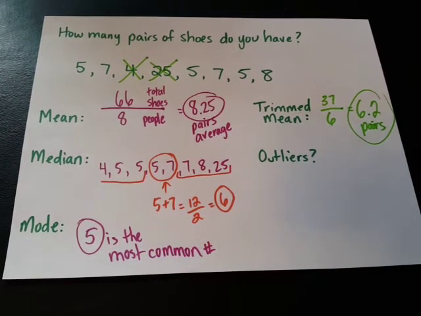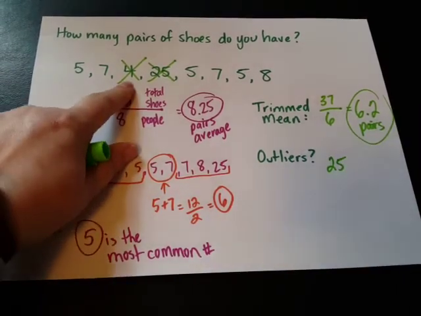An outlier is a number that does not fit with the rest of the group. It's just a really weird number. It could be super high, it could be super low. And here in our list, I would say absolutely this 25 is an outlier.